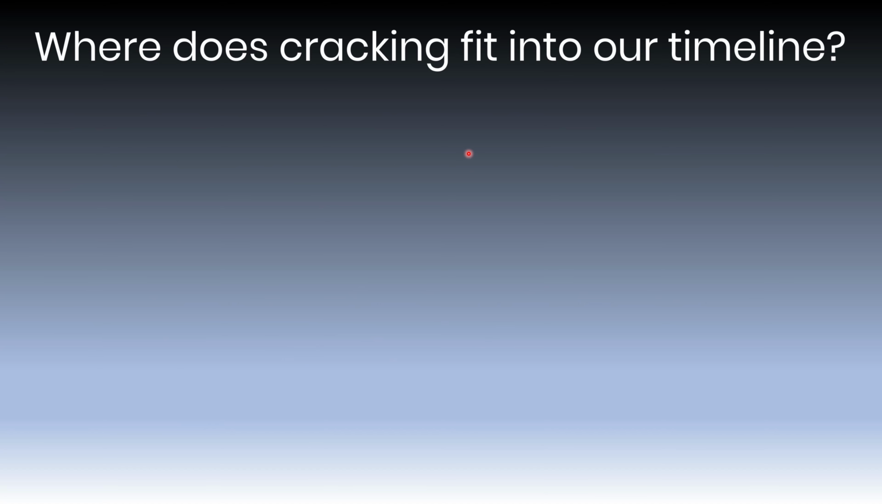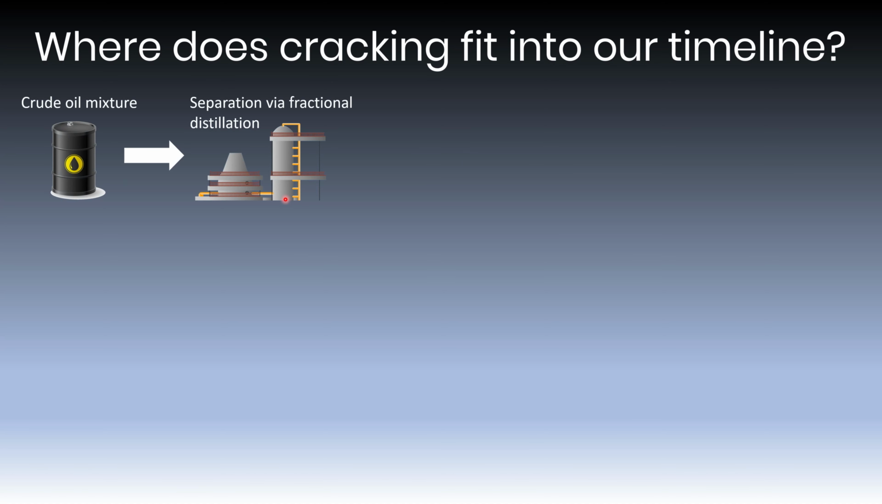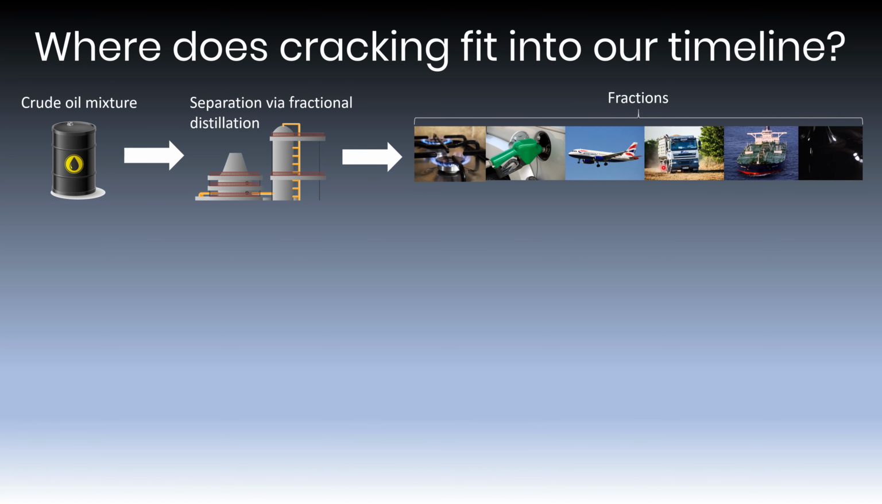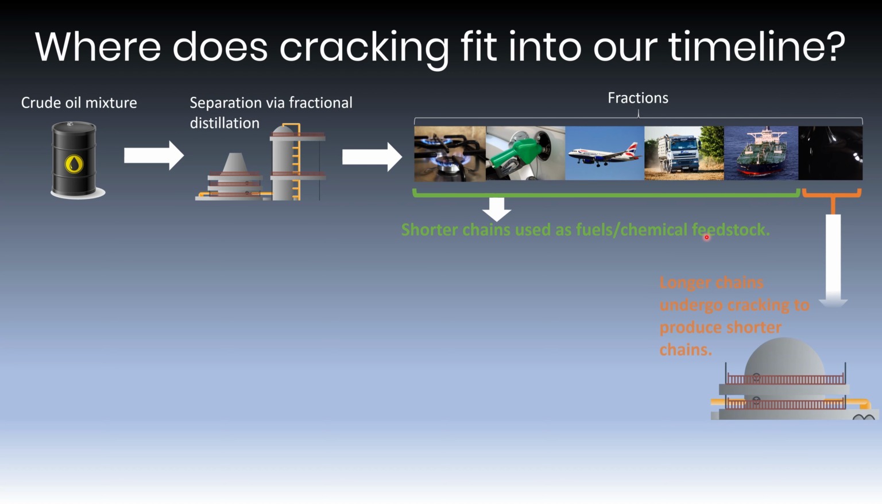So where does cracking fit into our timeline? Well, we took the crude oil mixture, we carried out fractional distillation to separate it out into its useful fractions. We got the useful fractions here. The shorter chain lengths were really useful as fuels and for making different chemicals. We call that chemical feedstock. Whereas our longer chains needed to undergo cracking to produce shorter chains. So then they can be used as fuels or chemical feedstock. So we can see here, cracking is carried out after fractional distillation on the very longest chains, which aren't very useful and are in low demand. And it makes them into the shorter chains, which are in higher demand and are more useful as fuels.